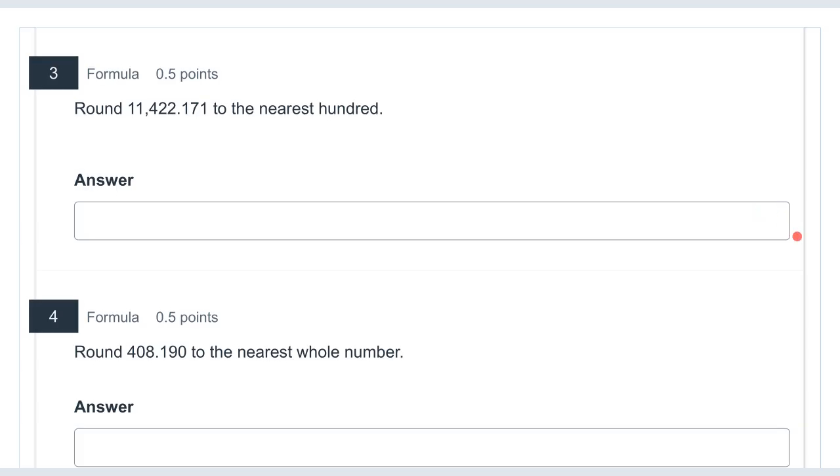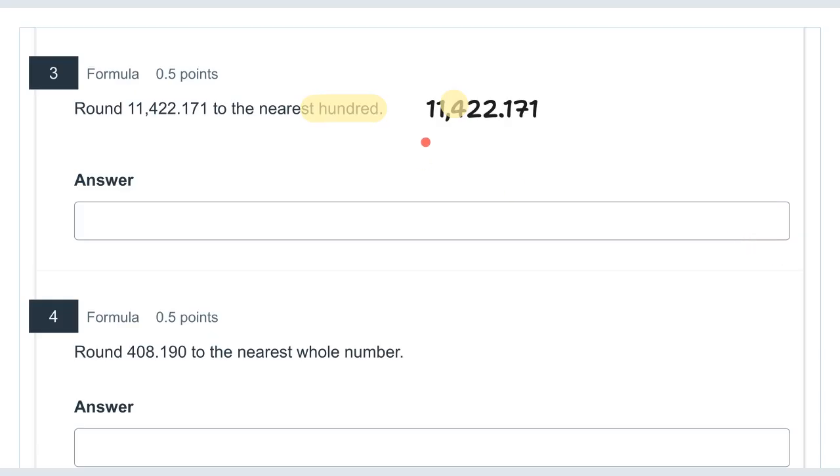Next one. Just like all these, I'm going to start with my number. So this is 11,422.171. I'm going to round to the nearest hundred. Notice that is hundred, not hundredth. In the hundred spot is the 4.